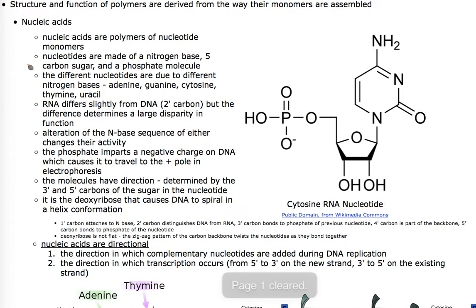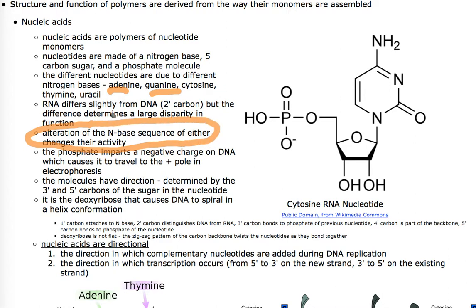So this goes through some of the differences here and some of the important features. The different nucleotides are due to different nitrogen bases. Adenine and guanine are the purines, and they're double ring bases. Cytosine, thymine, and uracil are single ring. We've already talked about the RNA differing from DNA at the 2' carbon. Alteration of the nitrogen base sequence of a DNA molecule changes its activity, whether it can transcribe and translate, and ultimately the kind of protein it's going to make.